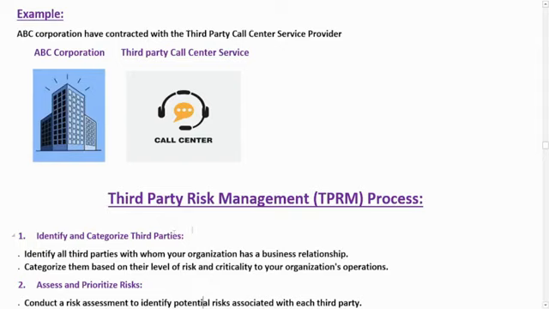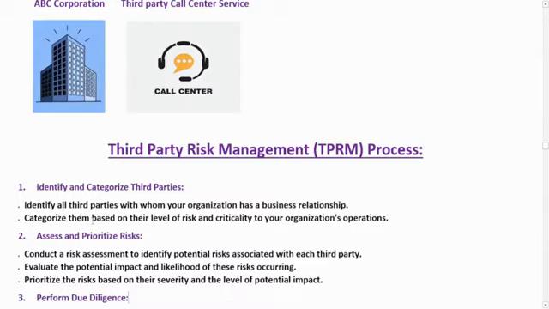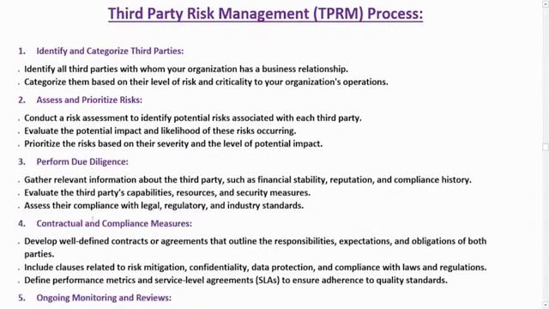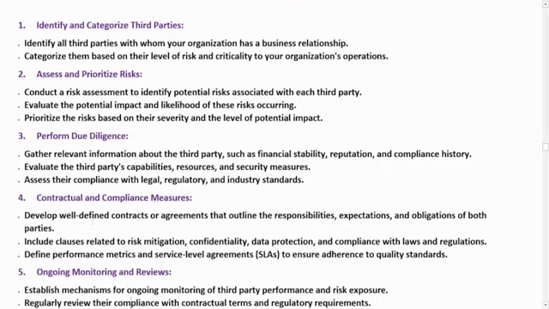Now, in order to manage third party risk, we have to understand the process. Let's understand the third party risk management process with the help of an example first. Suppose there is a corporation named ABC Corporation, and they have contracted with a third party call center service provider. In order to manage its third party related risk, ABC Corporation has to follow this process. So this is the whole process. I will explain each step followed by the example.